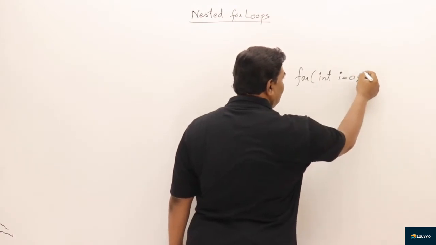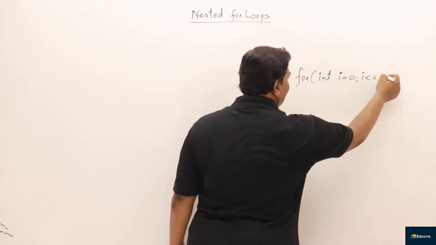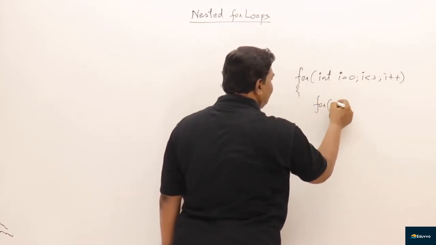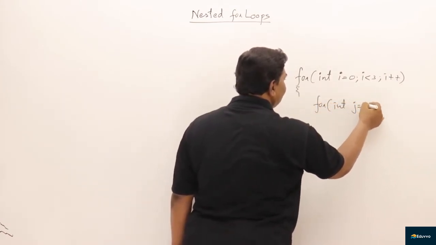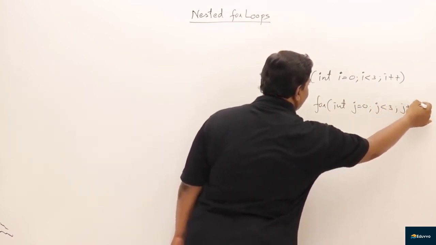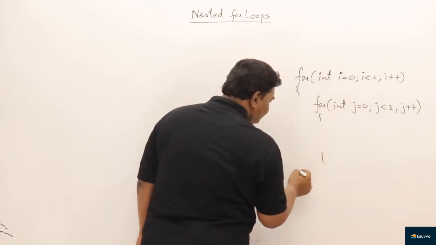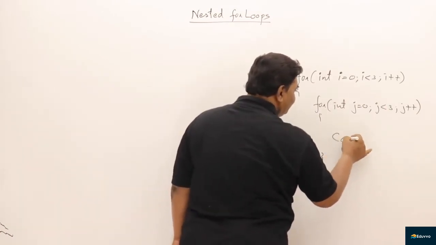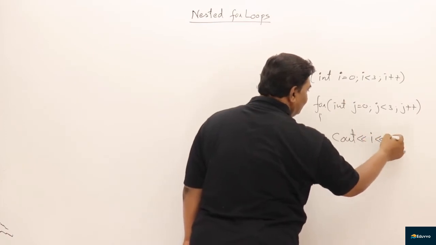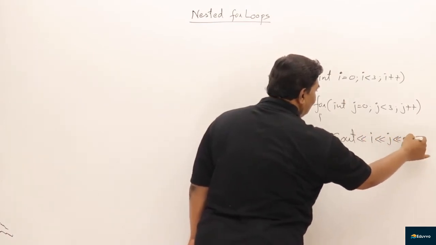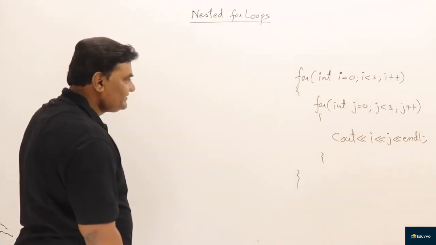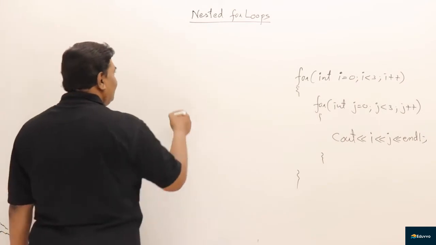I assign 0, i is less than 3 and i plus plus. And for integer j, assign 0, j is less than 3 and j plus plus. Now how does this work? I will say cout i and j and endl. So let us understand how this works and what are the values displayed when I say cout i comma j.